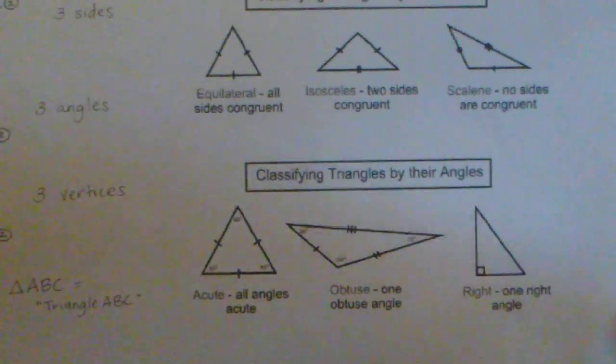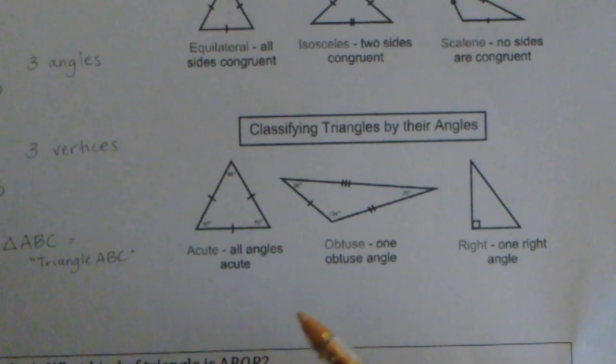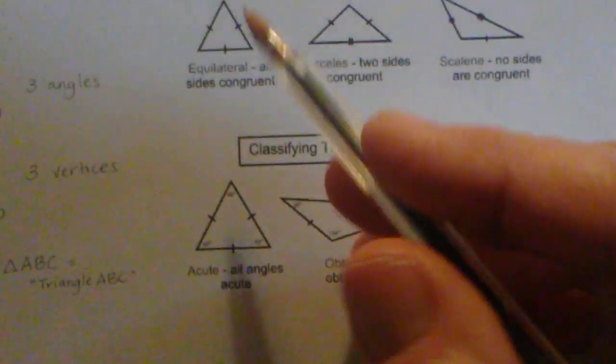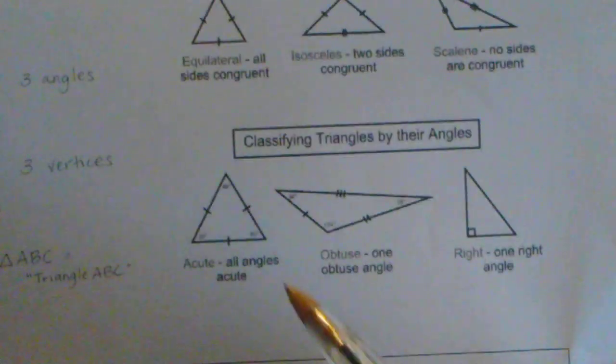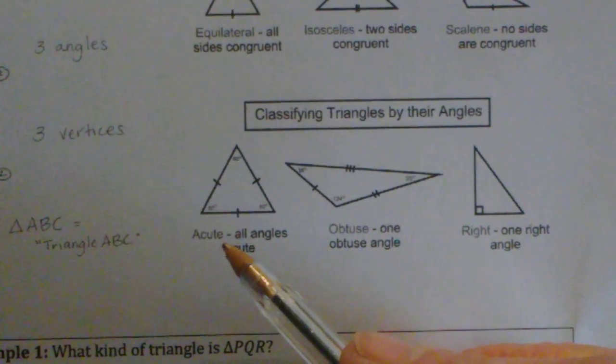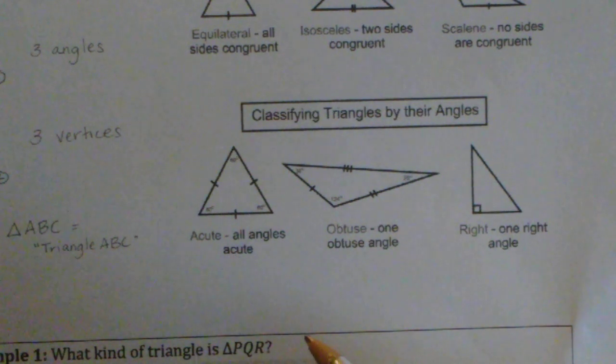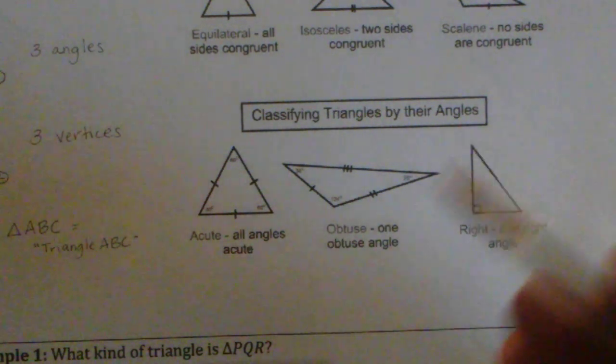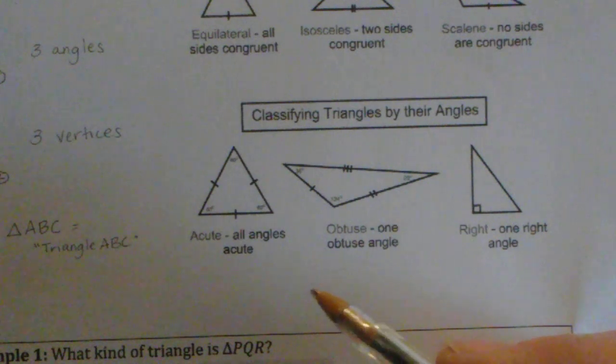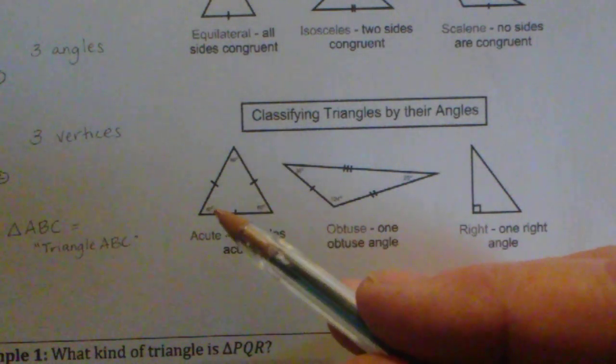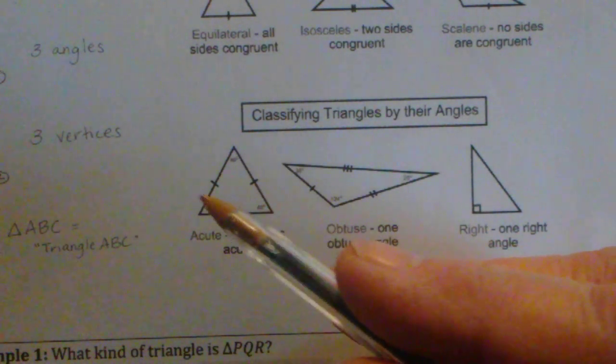Now, the other way to classify them is by their angles. So this equilateral triangle has all the angles the same. But what they're doing here is something called an acute triangle. An acute triangle says all angles are acute. Well, that doesn't tell you much. What it means is all angles are less than 90. No angles are 90 or bigger.